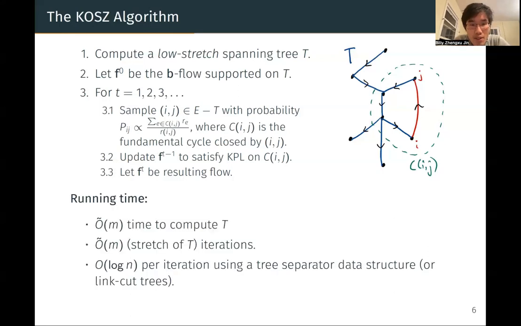The overall running time of this algorithm is as follows. Computing T is going to take O(m) time, and the number of iterations of this algorithm is going to be also O(m). This turns out to be equal to the stretch of this low stretch spanning tree. And furthermore, each iteration, which involves pushing flow along a fundamental cycle, can be implemented in O(log n) time per iteration using a tree separator data structure or link cut trees. And so the overall running time of the Coase algorithm is nearly linear in the number of edges in the graph.